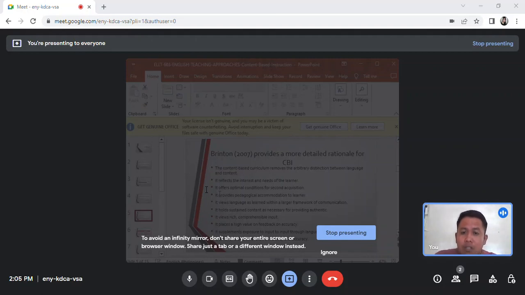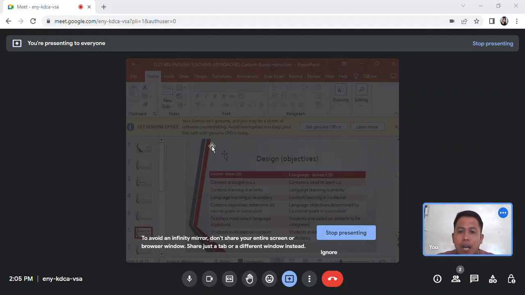It holds sustained content as necessary for providing authentic input. It views rich, comprehensible input. It places a high value on feedback and accuracy. It supplements exposure to input through language-enhanced instruction. It aims for a balanced focus on fluency and accuracy. Moving to the next slide, this is the design objective.